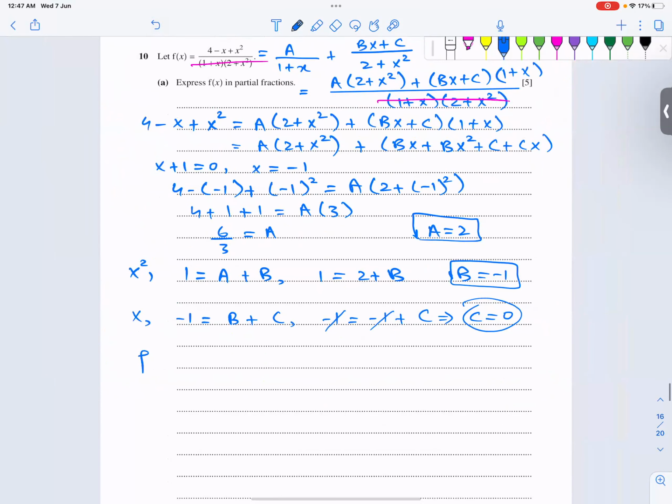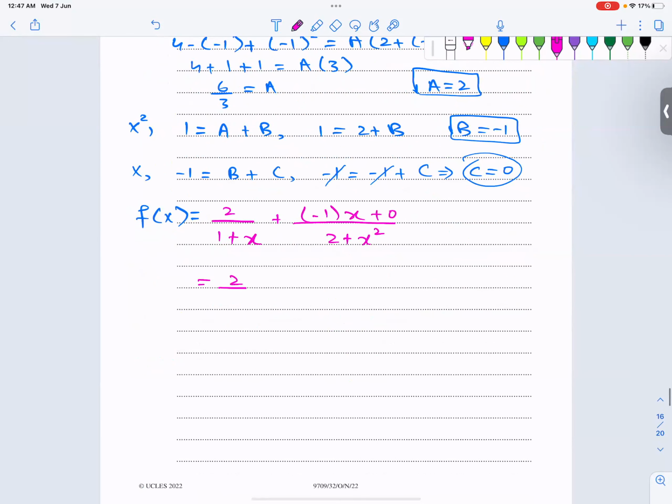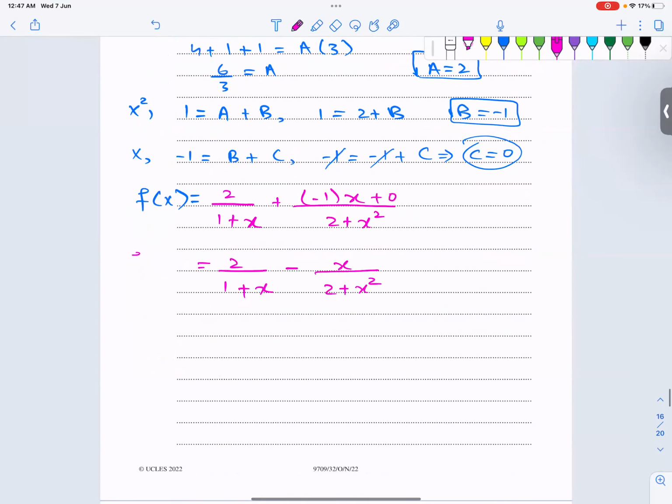So when you put these values above, this will take the form 2 over 1 plus x, plus b is minus 1, x plus 0 divided by 2 plus x square. So I can write it as 2 over 1 plus x minus x over 2 plus x square. So this is the final answer.